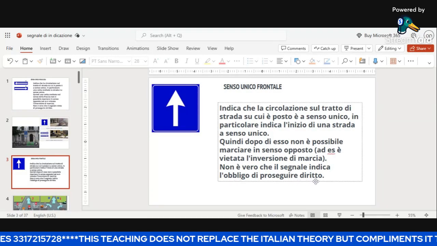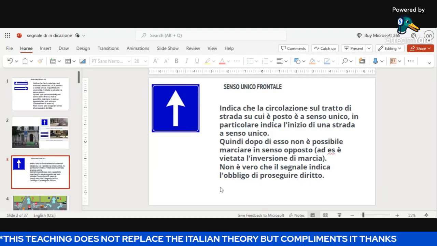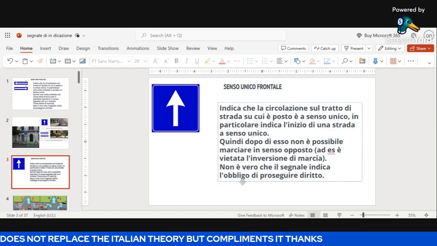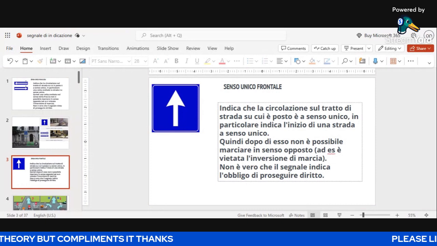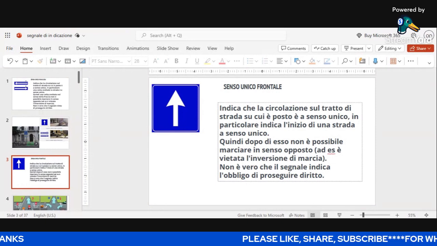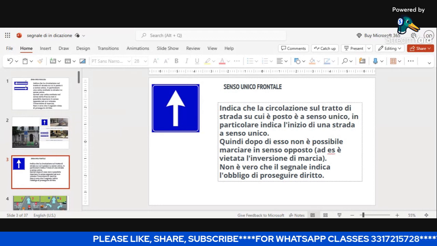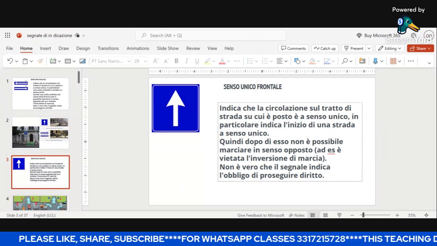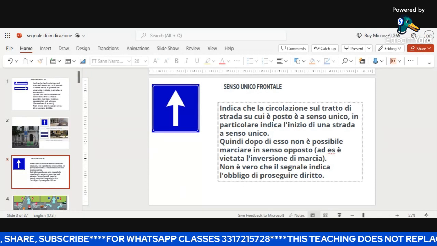It is not true that this signal obliges you to keep going straight. Rather, it tells you that if you keep going straight forward immediately after the signal, it is a one-way road. You cannot do a U-turn on this type of road.